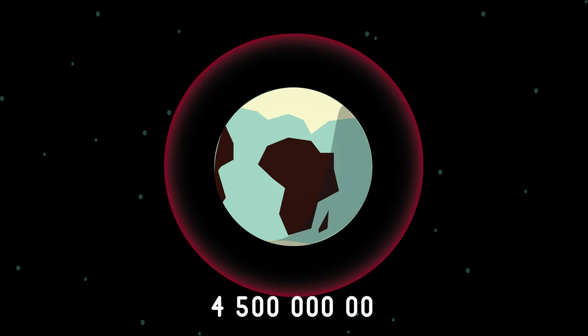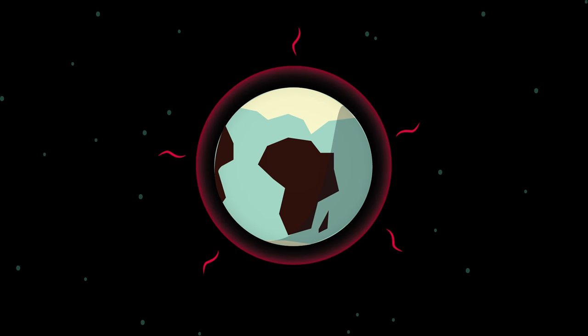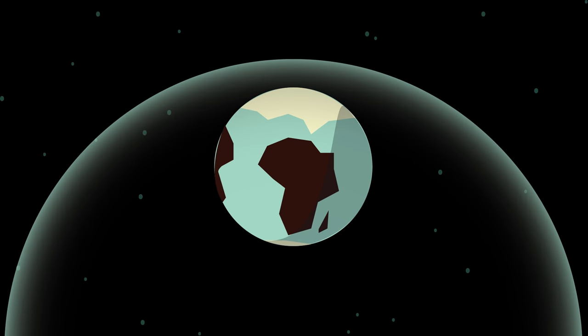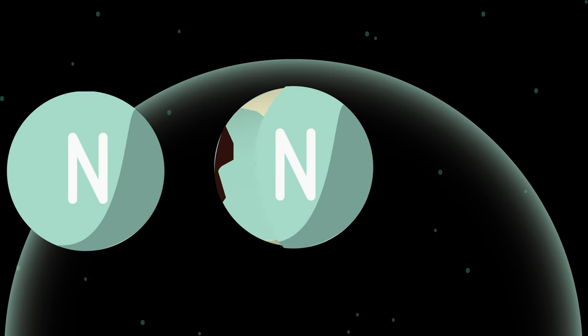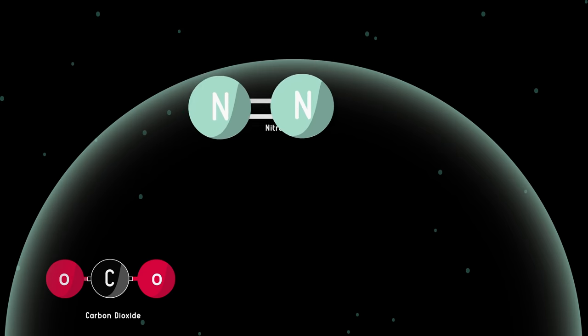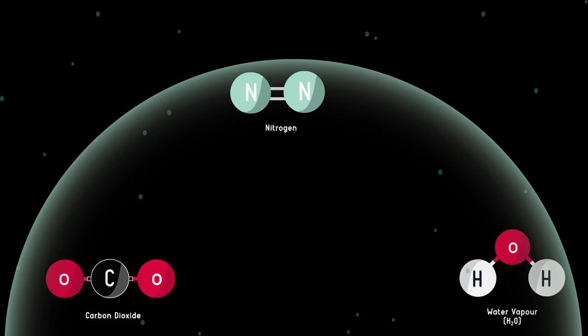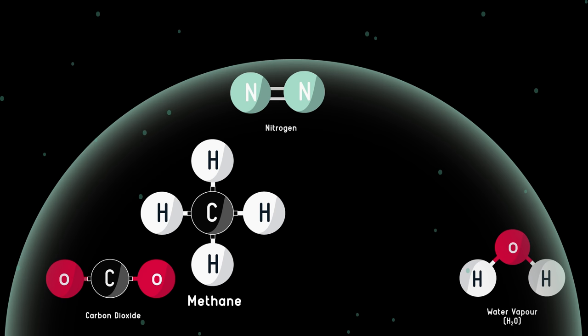4.5 billion years ago, when the Earth had cooled enough for the surface rocks to solidify, we believe the atmosphere was made mostly of nitrogen, with some carbon dioxide, water vapour, and hydrogen compounds such as methane and ammonia.